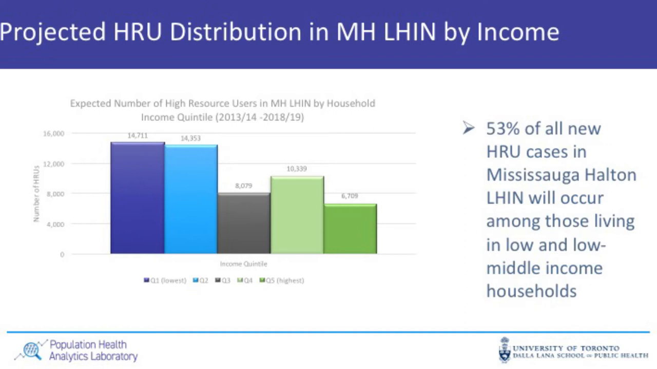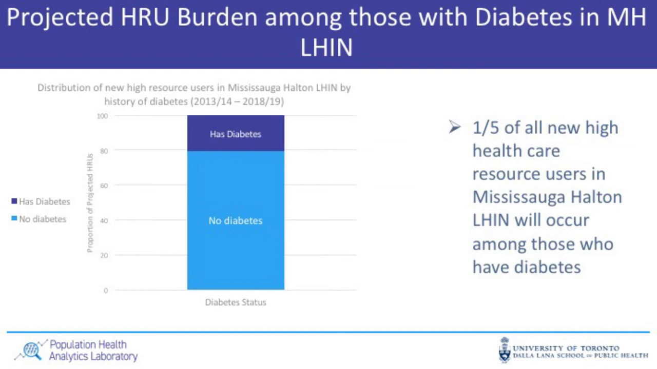I showed you those socioeconomic gradients overall for Ontario. It looks a little bit different in Mississauga Halton, but still the largest proportion is represented in the bottom two quintiles of income. And then you can look back by risk factors, diseases, etc. So lots of different ways to look at these predictions.